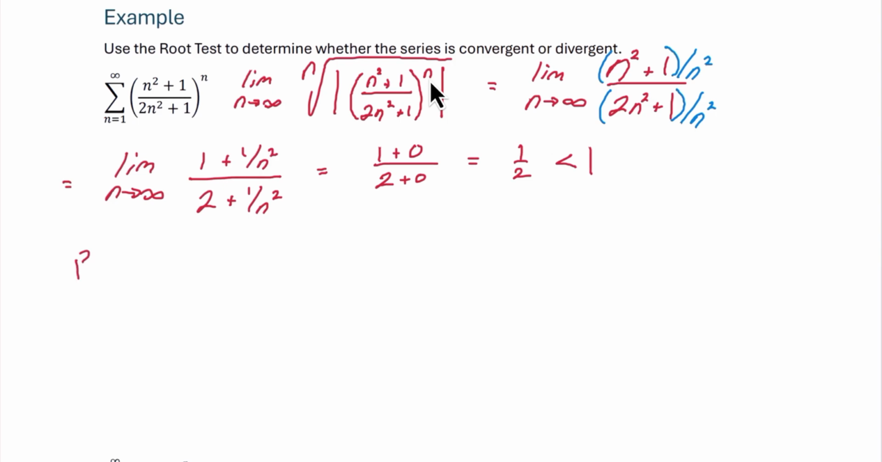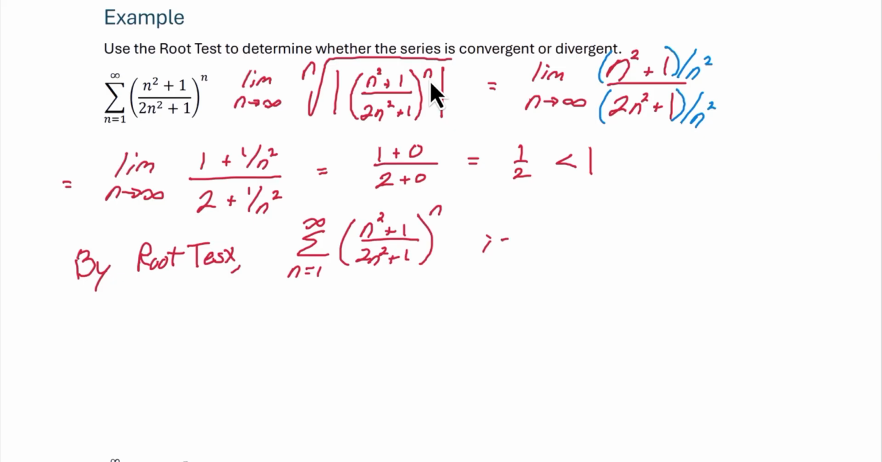So, by the root test, we know that the series that we started with is absolutely convergent. And if we know it's absolutely convergent, we can also say it's convergent.